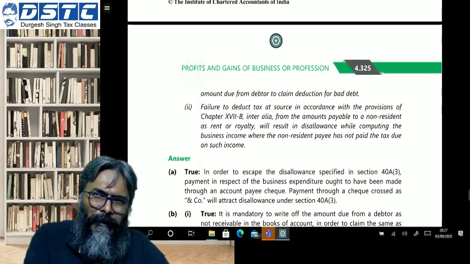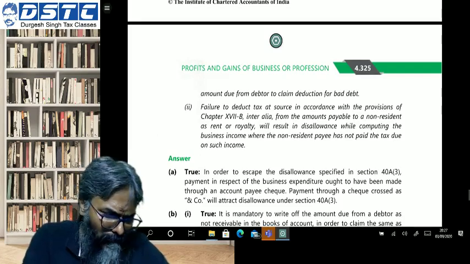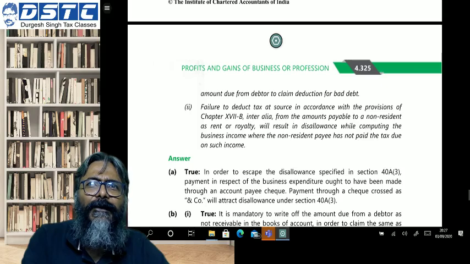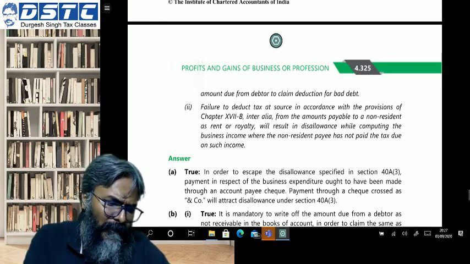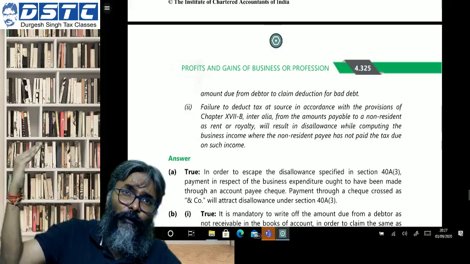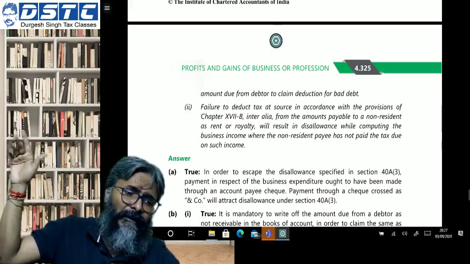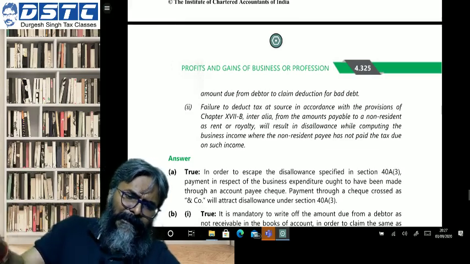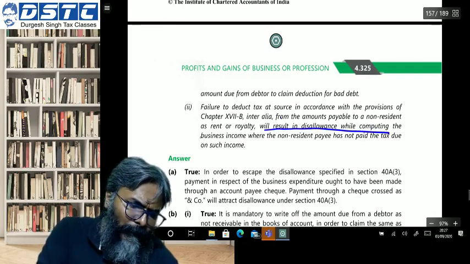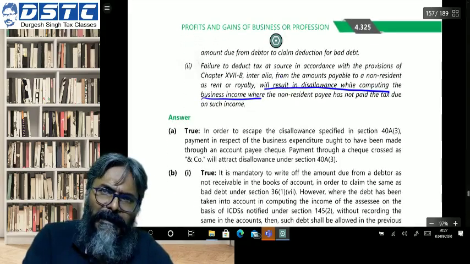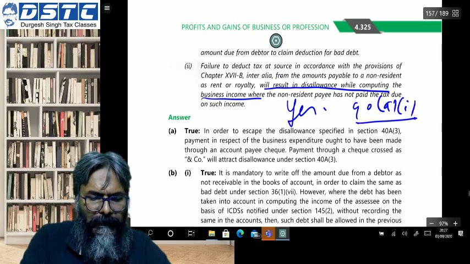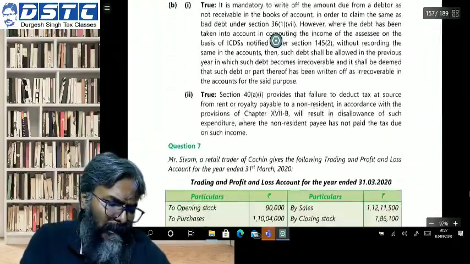Point number two. This point number two again is of TDS, but still let's see. Failure to deduct TDS at source in accordance with the provisions of Chapter 17B, inter alia, from the amount payable to a non-resident. Students, to a non-resident means the payee, the receiver, is a non-resident. So I have not deducted the TDS. Will it result in disallowance while computing the business income? The answer is yes, it will be disallowed under section 40(a)(i).